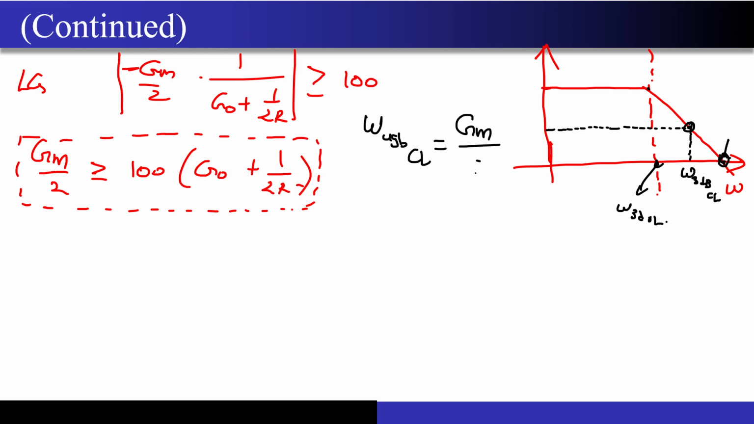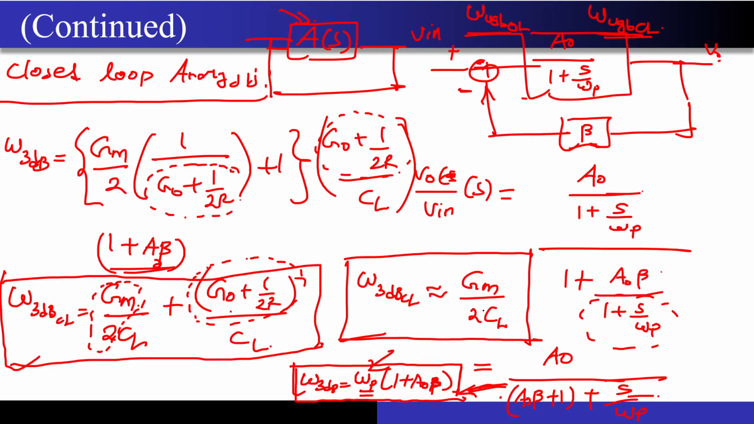We have already calculated it. It was gm by CL. It came out to be gm by CL. The 3 dB frequency came out to be gm by 2CL, correct?